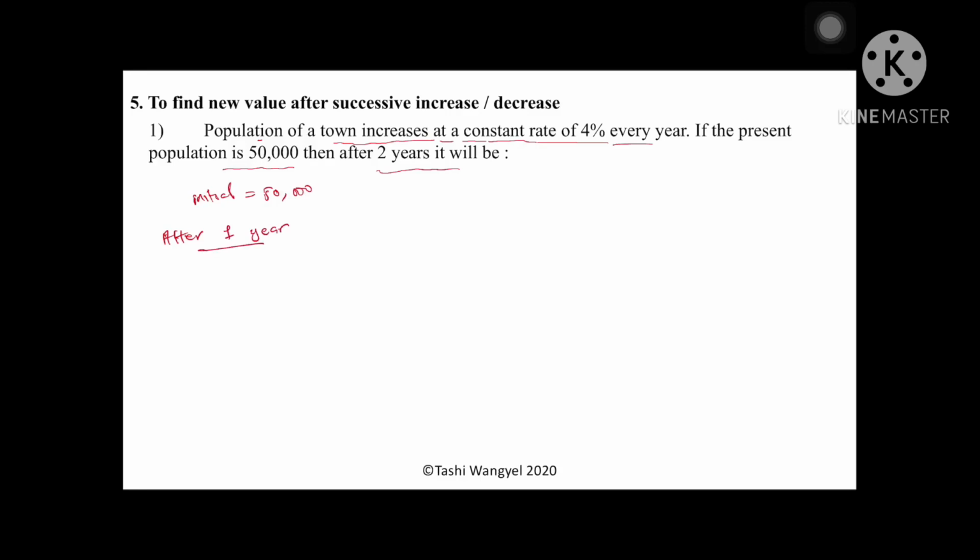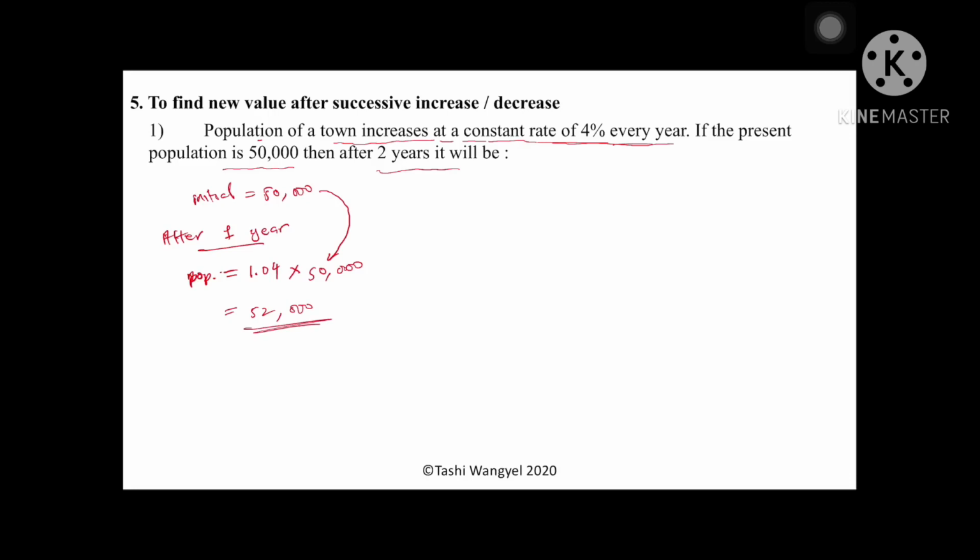After 1 year, the population. The condition is that the town's population increases at a constant rate of 4% every year. A 4% increase means we multiply by 1.04, so we increase the initial population by 4%: 1.04 of 50,000. So after 1 year the population is 52,000.